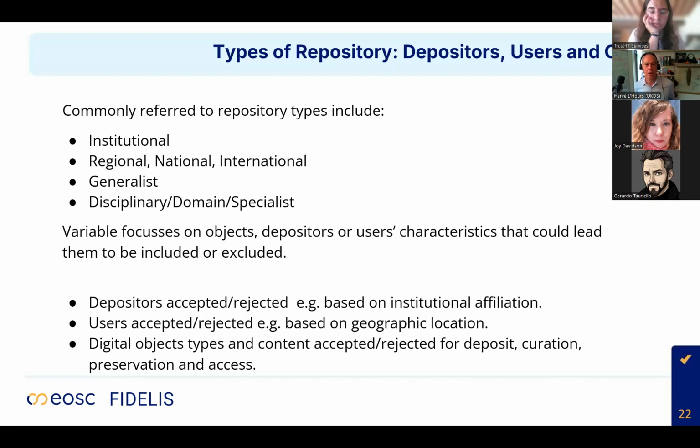So when we're looking at this variable, we're really focusing on how those different repository types influence the objects, the depositors, or the users' characteristics that could lead to them being either included or excluded from a particular repository. So this could be depositors that are accepted or rejected based on their institutional affiliation. Users which might be accepted or rejected at the point of access based on their geographic location, or the different digital object types and content that might be accepted or rejected for deposit, curation, preservation, and access, potentially based on whether you're a disciplinary or a domain repository. You might have a more limited list you'd accept.